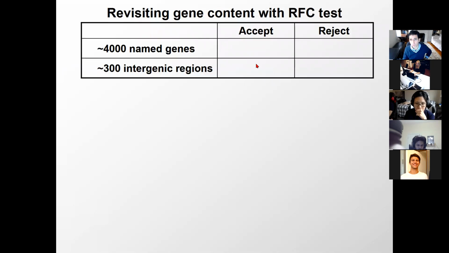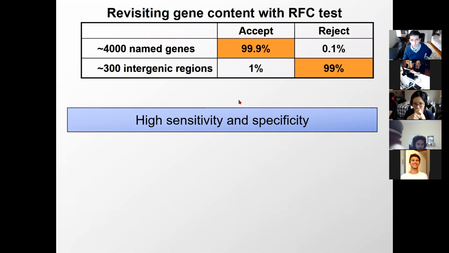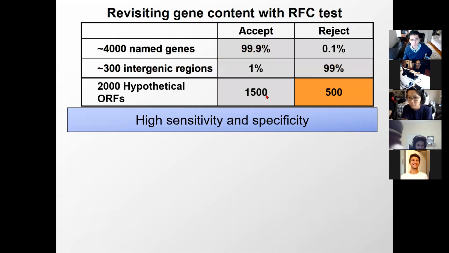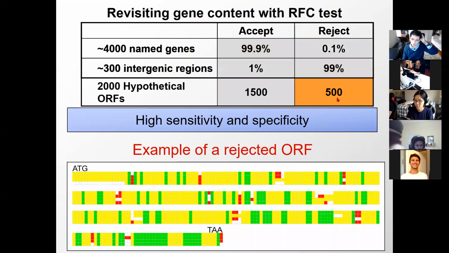So using just reading frame conservation within the yeast genome, we were able to see that named genes were in fact accepted at 99.9% sensitivity, and random intergenic regions were rejected at 99% specificity. And these additional 2,000 hypothetical ORFs were in fact classified as either protein coding for most of them, but there were 500 that were very strongly rejected.